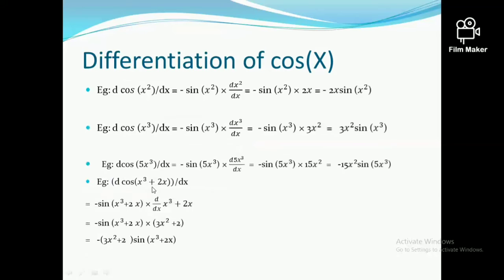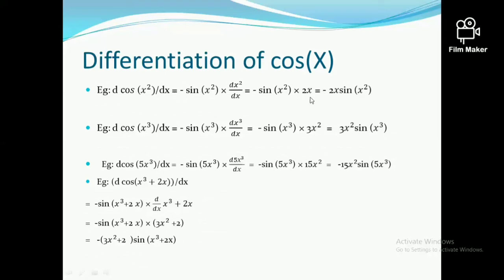Right. Then if you differentiate cos x squared, the answer is minus sine x squared. Again, you have to differentiate x squared. The differentiation of x squared is 2x. Then you get the answer minus 2x sine x squared.